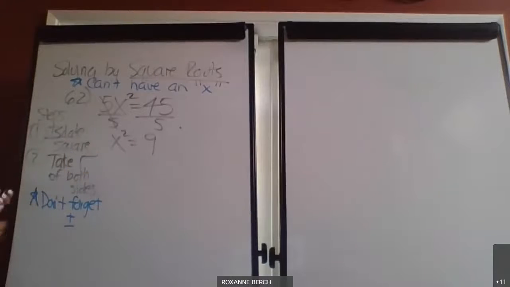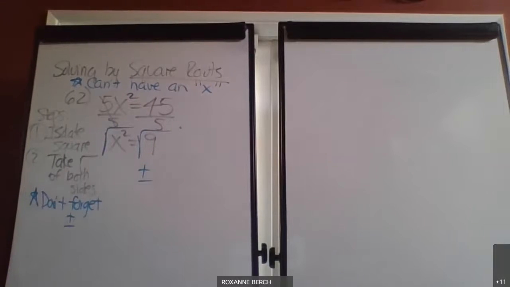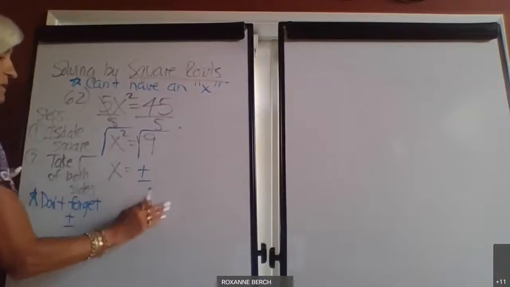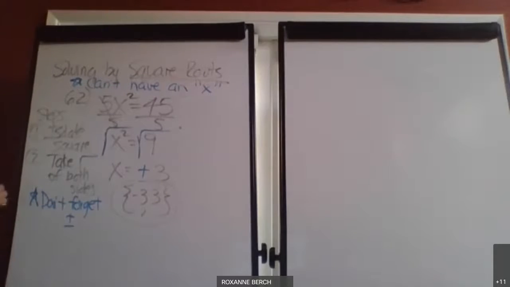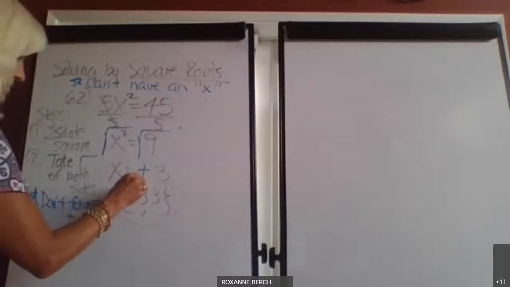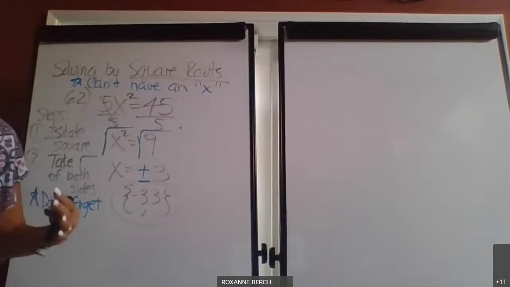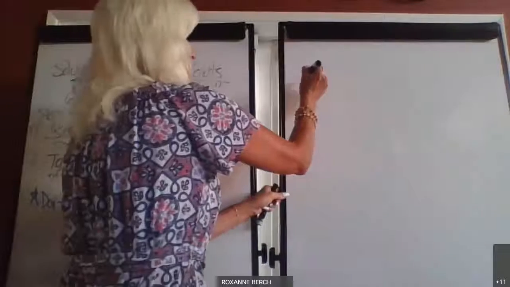All right, so we isolated the square. So now we're going to take the square root of both sides and don't forget to put plus or minus for your two solutions. So square root of x times x is x comes out. Square root of 3 times 3, a 3 comes out. So there's your two solutions. Negative 3. So different process, and you have to remember the process. I can't remember it for you. So you have to remember the process.